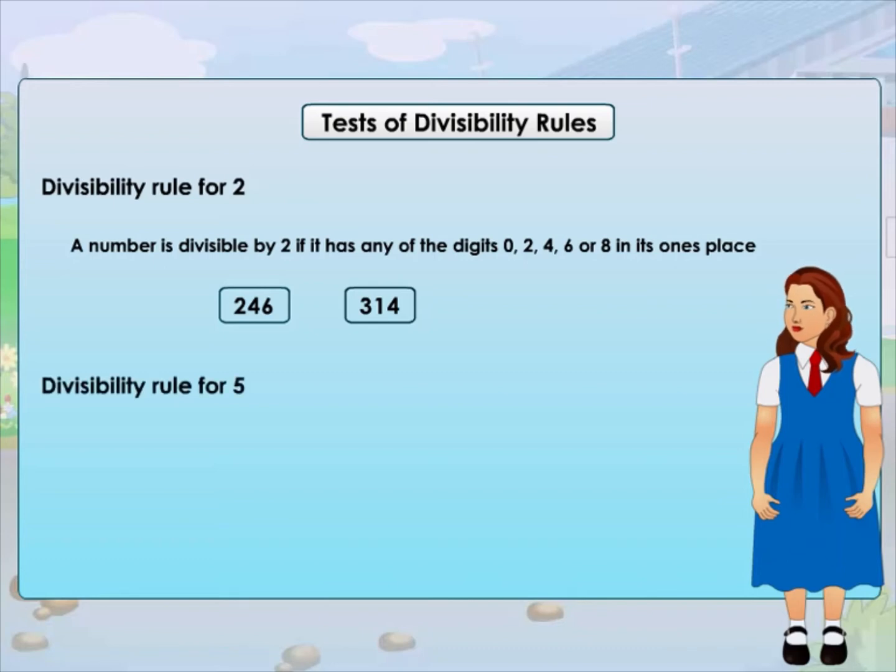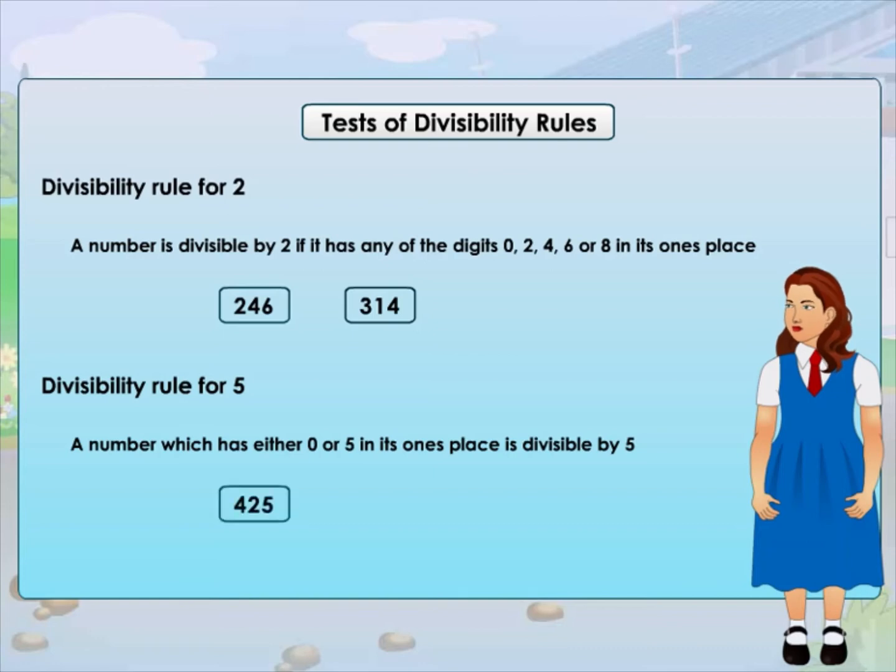Test of divisibility by 5. A number which has either 0 or 5 in its ones place is divisible by 5. For example, consider the number 425. The last digit is 5. Therefore, this number is divisible by 5. Consider another number, 850. The last digit is 0. Therefore, 850 is divisible by 5.